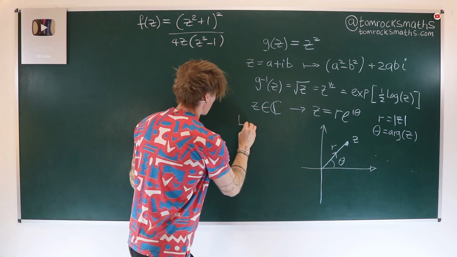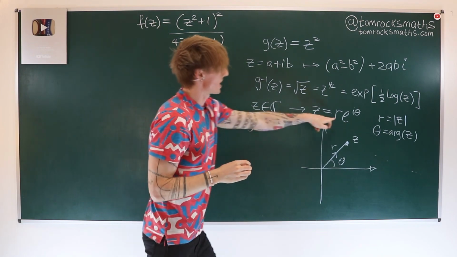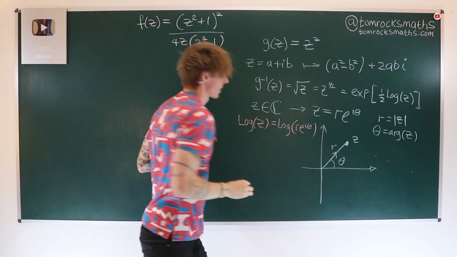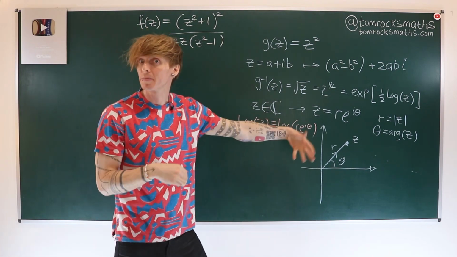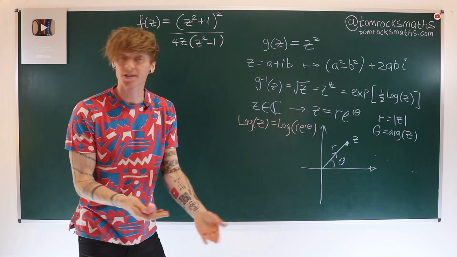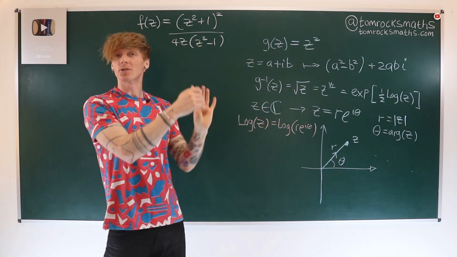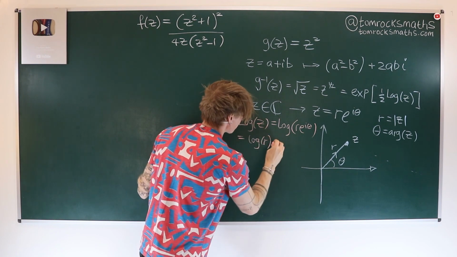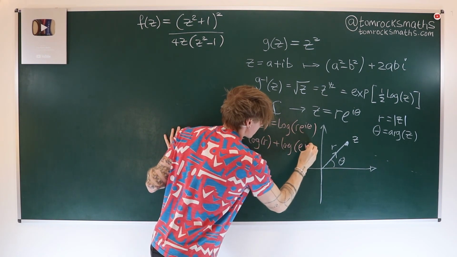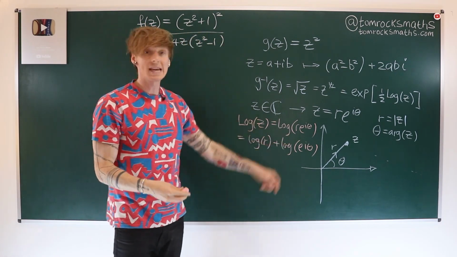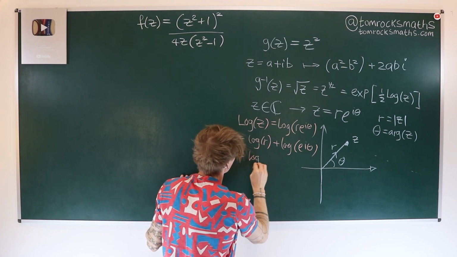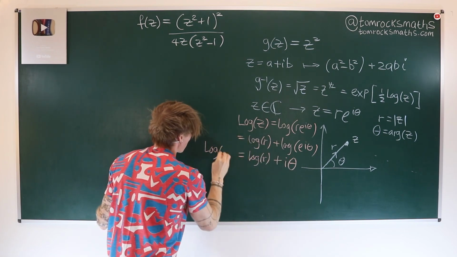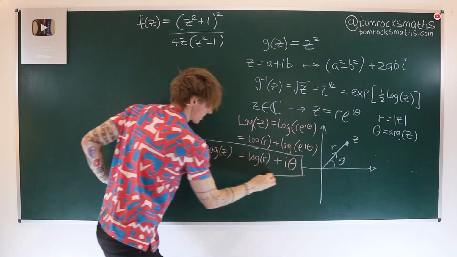So if I had to calculate now log of z, then if z is r e to the i theta, that is log of r e to the i theta. Now I have a product, r multiplied by e to the i theta. So from the properties of logs, log of ab is equal to log of a plus log of b. So that's actually the same as the log of r plus log of e to the i theta. But of course, as before, the log and the e cancel out. So overall, I can say this is the same as log of r plus i theta.